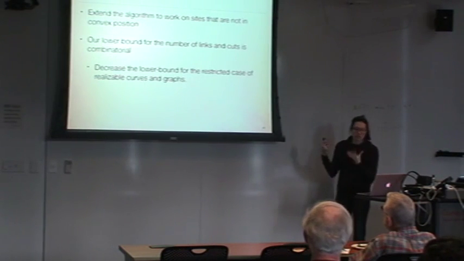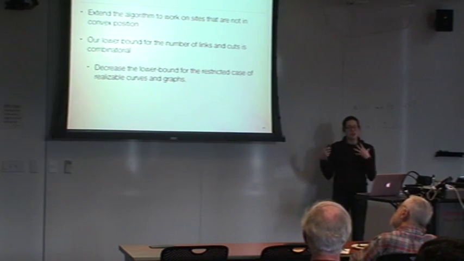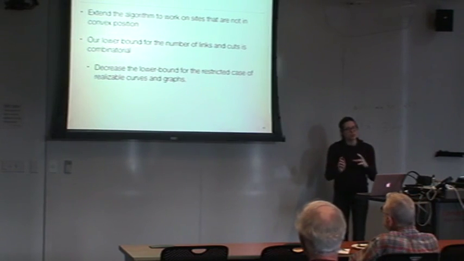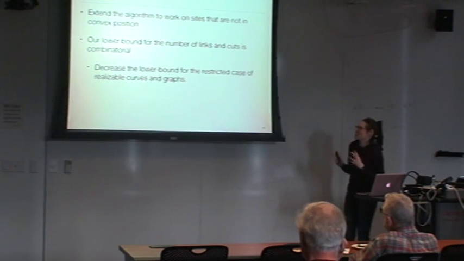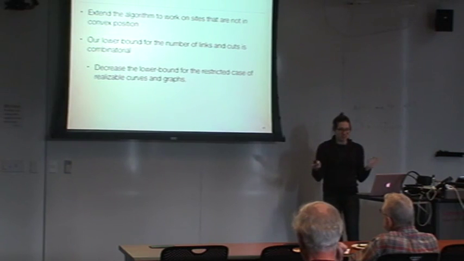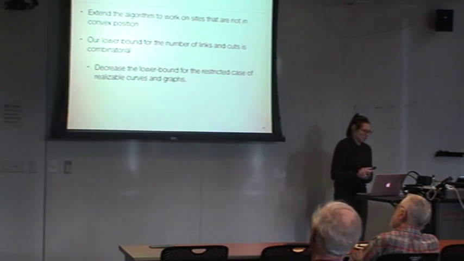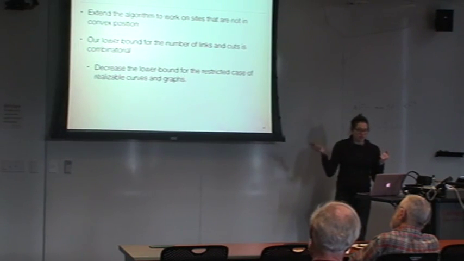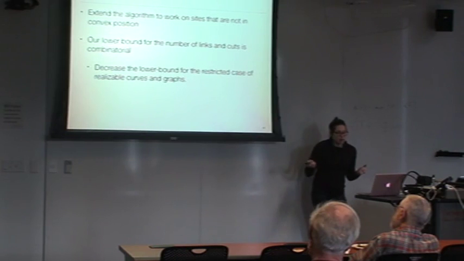Like I said, the lower bound for the number of links and cuts is combinatorial. So we could somehow restrict the lower bound so that we only allow for graphs that actually have point sets that realize them in the Voronoi diagram, because we just created a planar graph that's irregular. We have no idea if there's a point set that corresponds to that exact set of assertions.